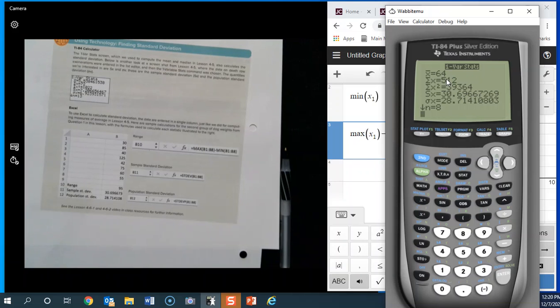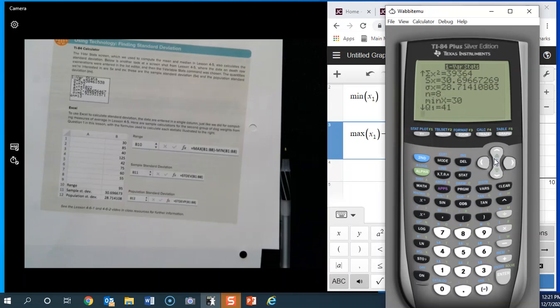Even though this is all done as a sample, if we were doing population, as you see here, it shows population. So the mean is going to be the same whether it's for the sample or population. So your mean is 64. This right here is the sum of x, the sum of all the values. You don't have to really worry about that. But here, this is the standard deviation for the sample. This is the standard deviation for the population.